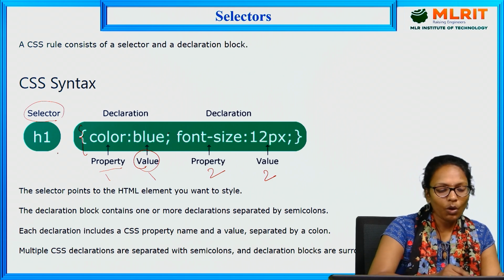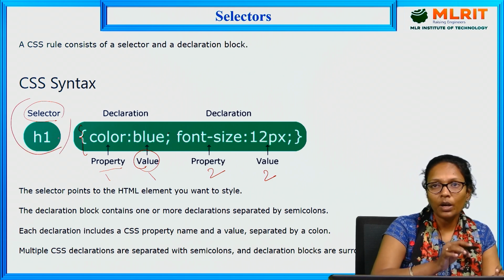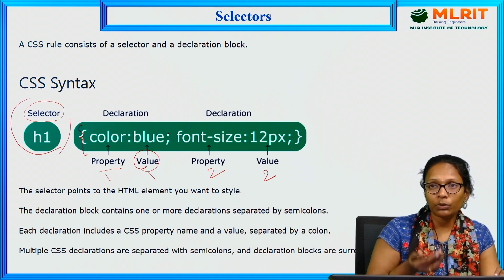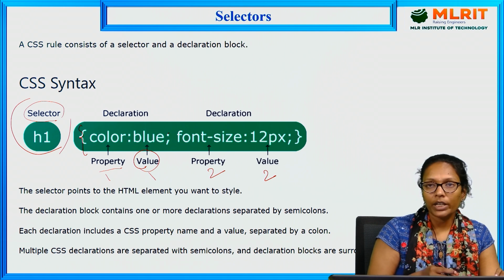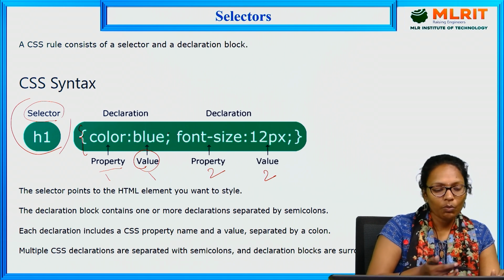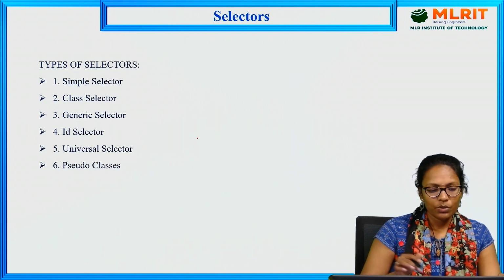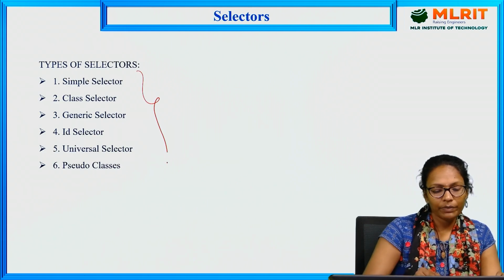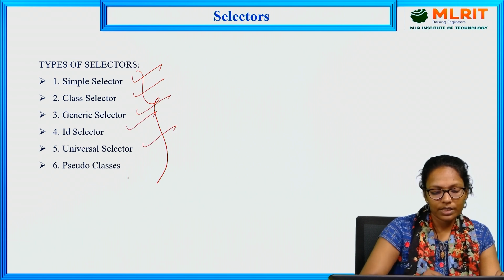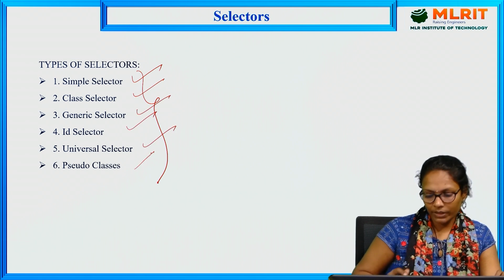And what is this selector? How to mention this selector? Do I need to give only the tag names or only the class names? What might be the selector? We have different types of selectors. We have a simple selector, class selector, generic selector, ID selector, universal selector and pseudo classes. We'll see them one by one.